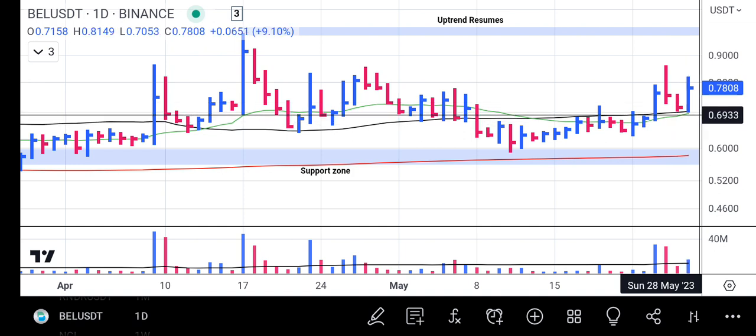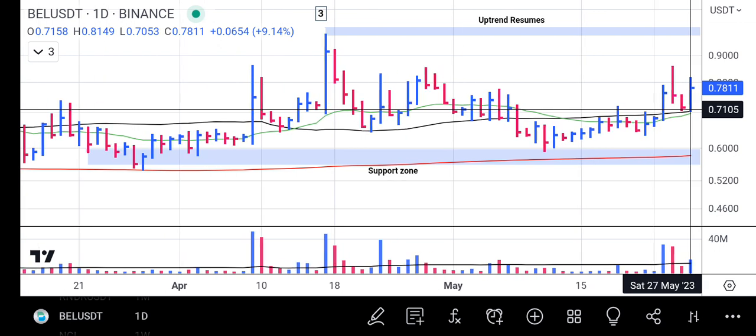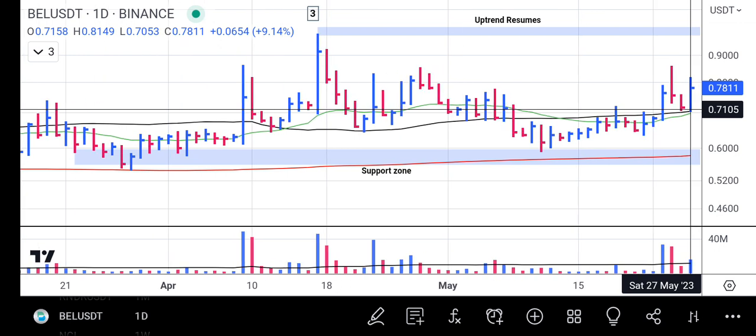As the price is bouncing up the 50-day moving average line, the black line is telling us that the buyers are pushing more orders into the market and they are sending BEL protocol price upward, which is very good for traders who are holding the coin.